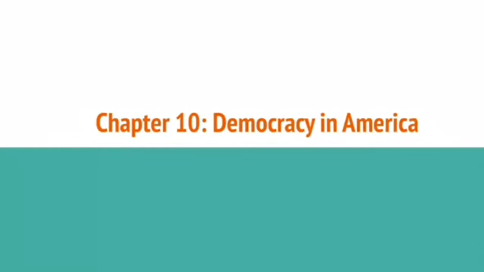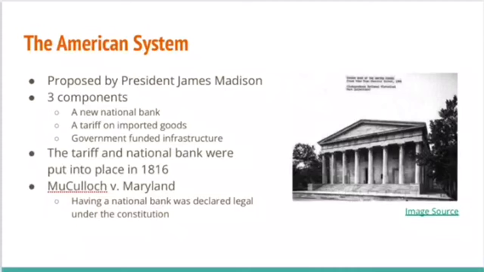We are beginning with Chapter 10, Democracy in America. The American system was key in restoring the United States after the War of 1812. It consisted of creating a new national bank, a tariff on imported goods, and improved infrastructure. Improved infrastructure was not acted upon right away, but a national bank and a tariff were enacted in 1816.